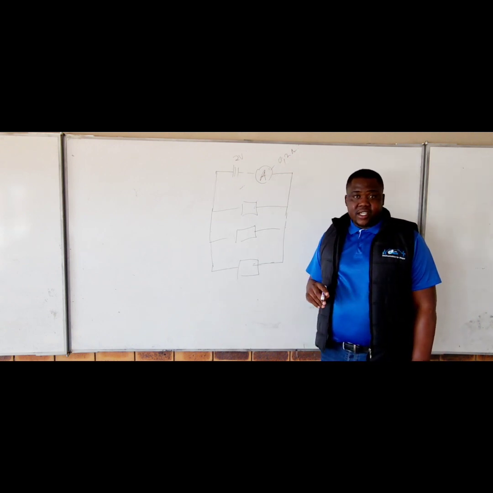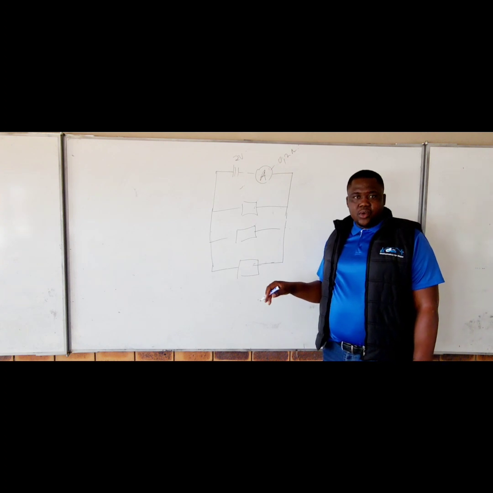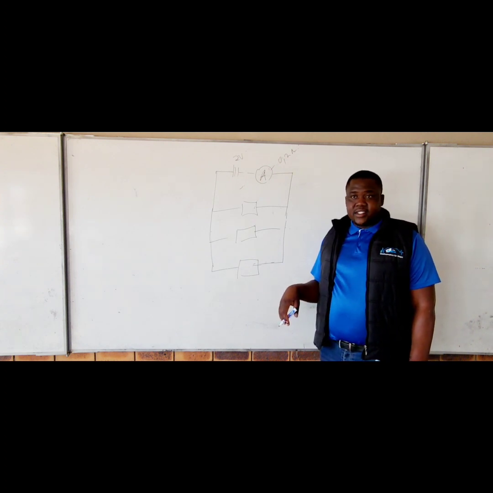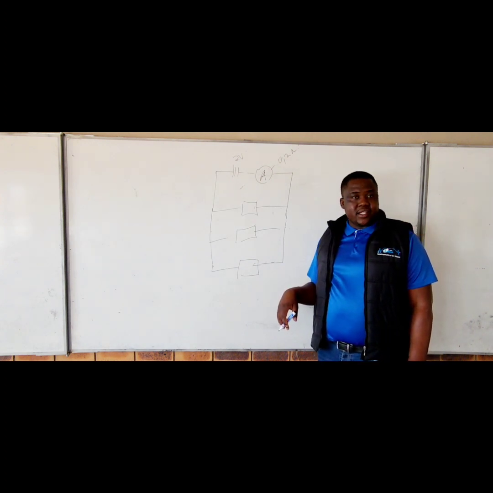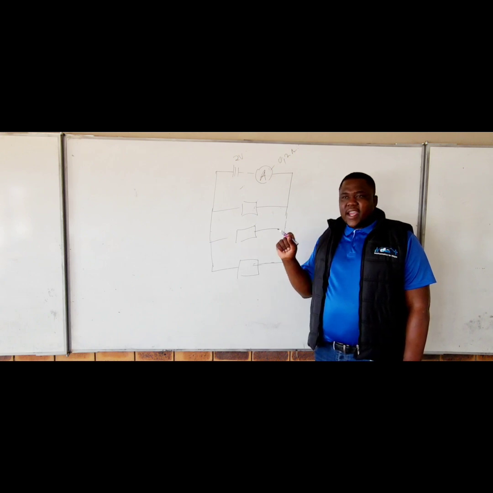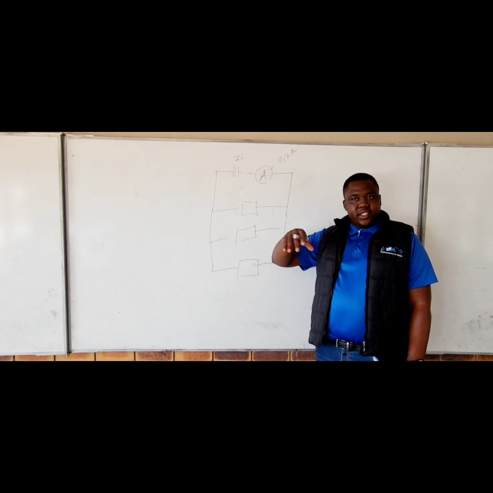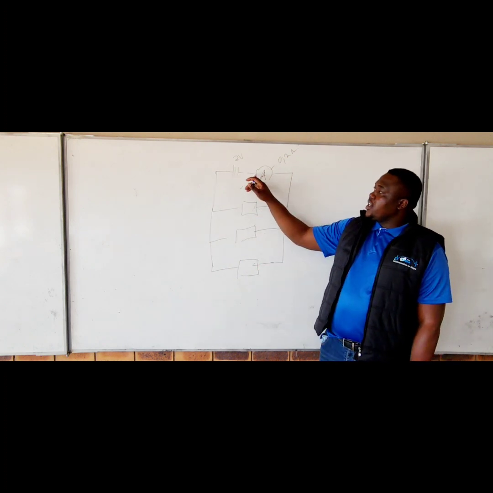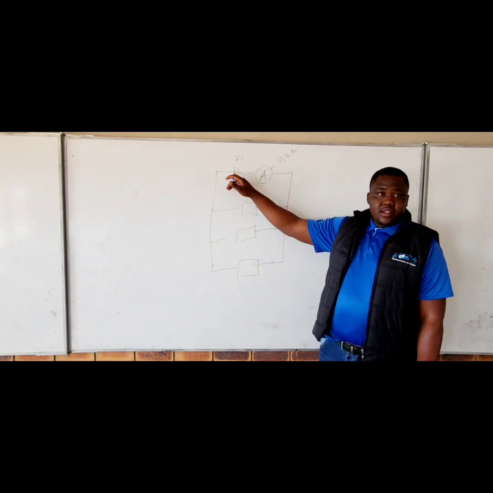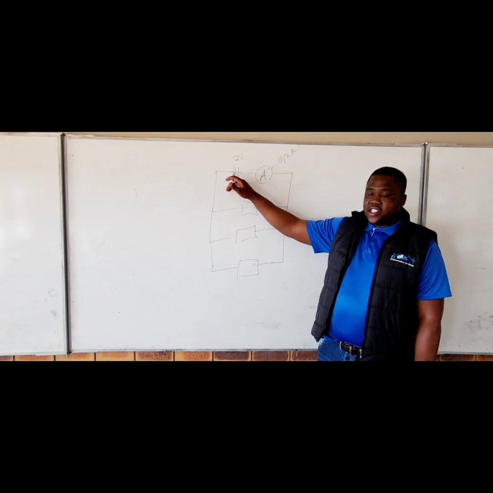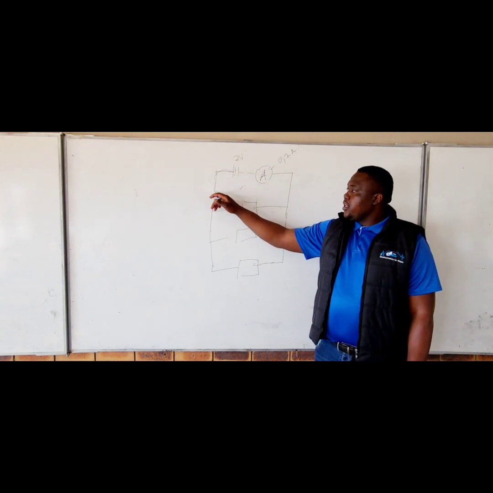So let me just explain. This is just a simple analogy that will make you understand. As yesterday I told you, you can liken this electric circuit to water in a pipe, water that is circulating, right? Let's say the current is moving from here. The battery is going to drive the charges. The charges are going to move in this direction.